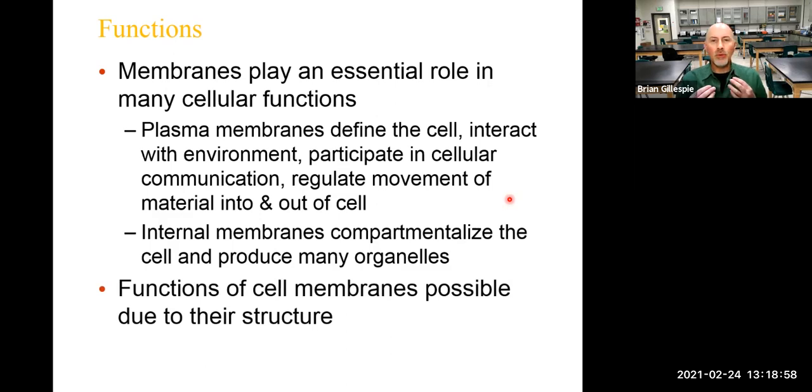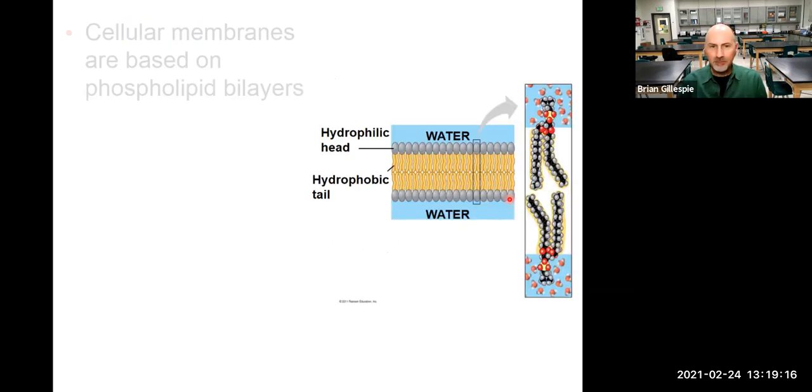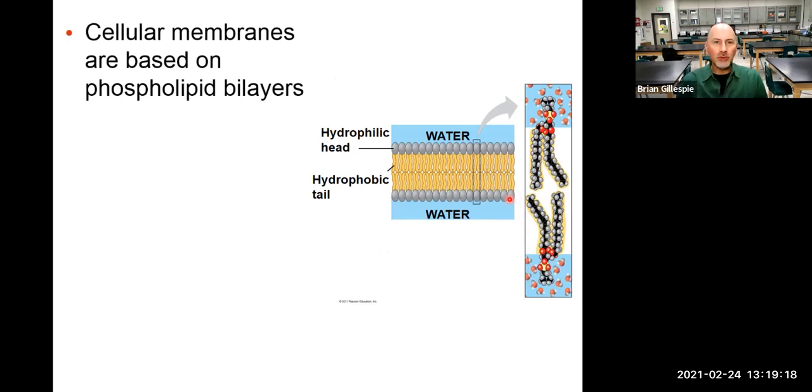So now we do need to talk about, well, how are these membranes put together? Because the capacity of a membrane to provide any of these functions is made possible due to the unique structure of cellular membranes. So let's start talking about that. So all cellular membranes are based on a structure we call a phospholipid bilayer. So this was one of the biomolecules that we looked at in chapter 5 a few weeks ago.